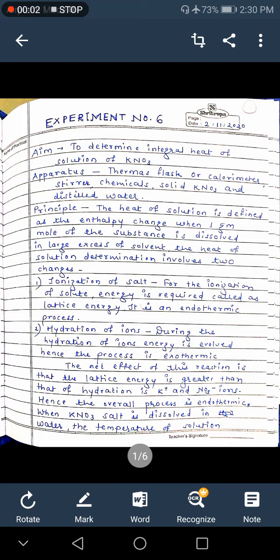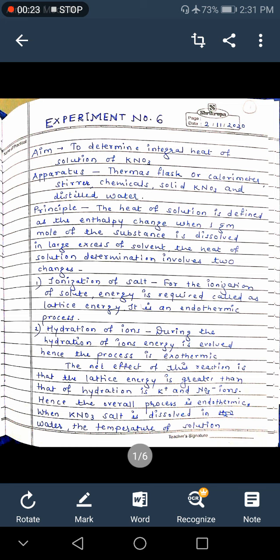Hello students, today I am going to explain experiment number 6, and the aim of the experiment is to determine the integral heat of solution of KNO3. We are going to use a thermos flask, stirrer, and chemicals: solid KNO3 and distilled water.